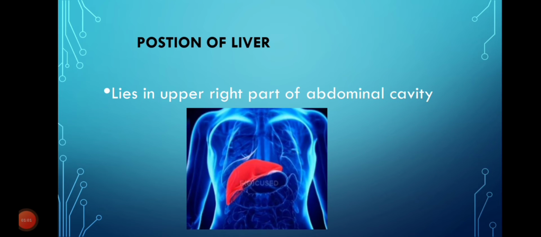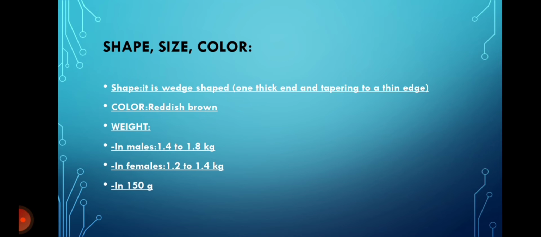Position of the liver: the liver lies in the upper right part of our abdominal cavity, that is, the upper part of our abdominal cavity. Next is the shape, size and color of the liver. Shape: it is wedge shaped, that is, one thick end tapering to a thin edge. It is reddish brown in color.